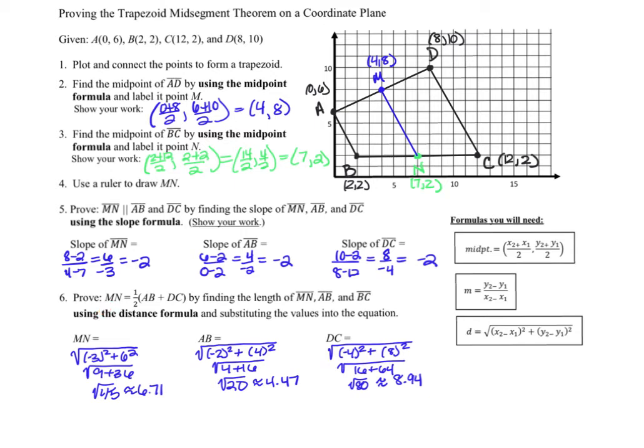So we have MN is equal to 1/2 of AB, which was 4.47, plus DC, which was approximately 8.94. And then when we add those decimals together, we get 13.41. And then when we cut that in half, we get approximately 6.705. And if we round this 0 up, that will give me an answer of 6.71, which is the same distance we had for MN.